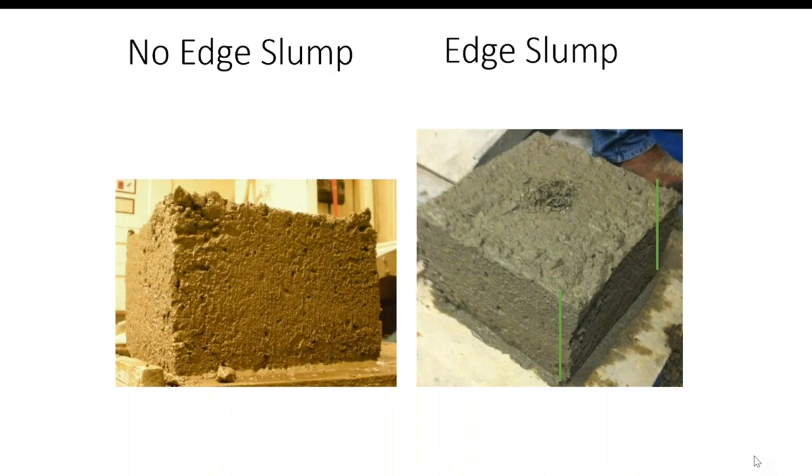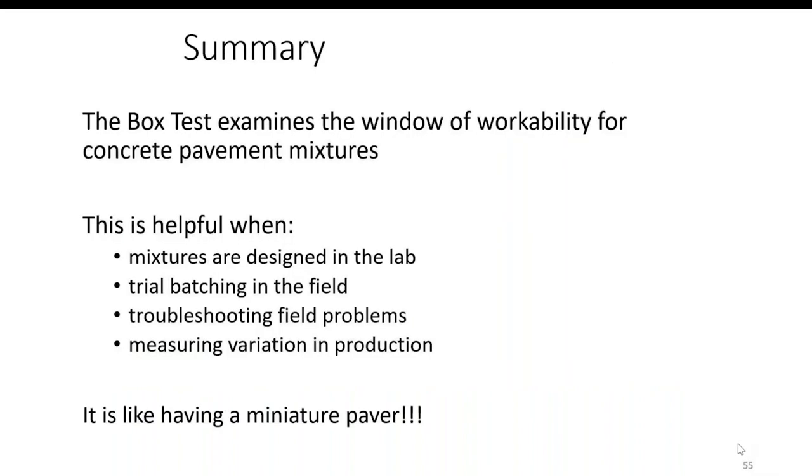The parameters of the box test were designed so the amount of energy that you put in that concrete with the vibrator matches the amount of energy that a typical paving vibrator puts in the concrete at a typical spacing and speed. So in summary, the box test gives us this window of workability. This is helpful when you're designing stuff in the lab, when you're doing stuff in the field, when you're troubleshooting. It's like having a little miniature paver you can carry around with you. I think it's kind of cool.